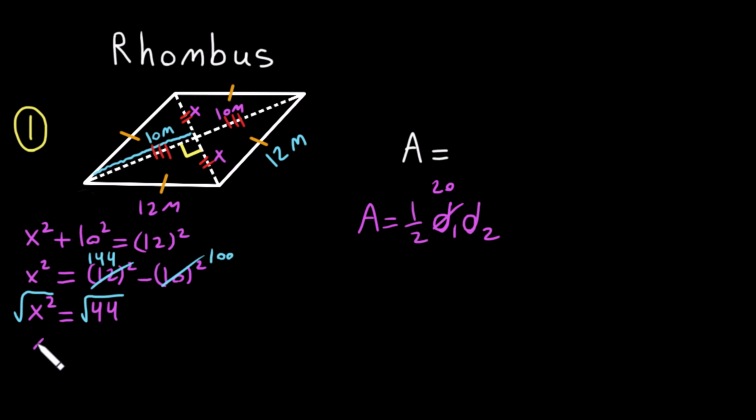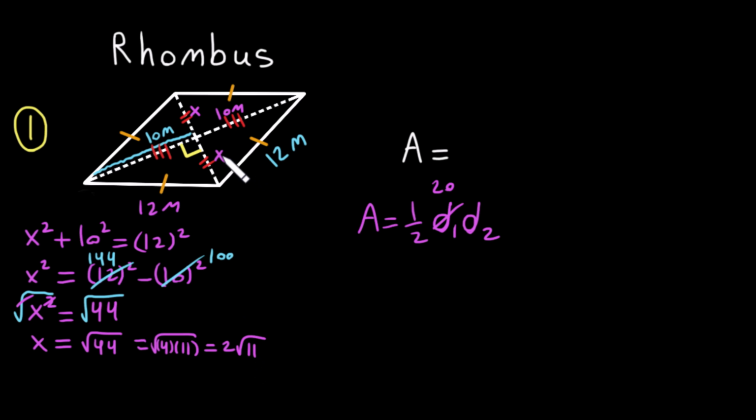So here it will be x, because this will vanish with this. So this equals the square root of 44. Can we simplify this? Of course we can simplify this. We can say 44 means 4 multiplied by 11. So we can take this 4 outside the square root, the square root of 4 is 2. So we can write it as 2 multiplied by the square root of 11.